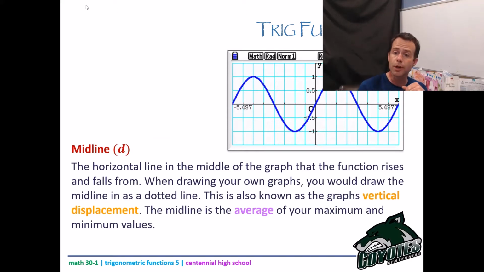When you go to draw your own graphs, you would draw the midline in as a dotted line, much like you would an asymptote, because it's actually not part of the function. It doesn't actually exist, but we use it as kind of an anchor for the rest of the graph, okay? So just like you would draw asymptotes in as dotted lines, you're going to draw your midline in as a dotted line as well, okay?